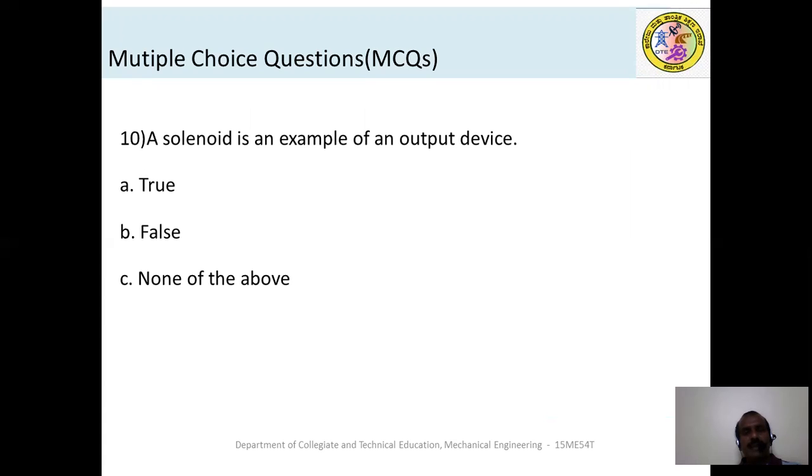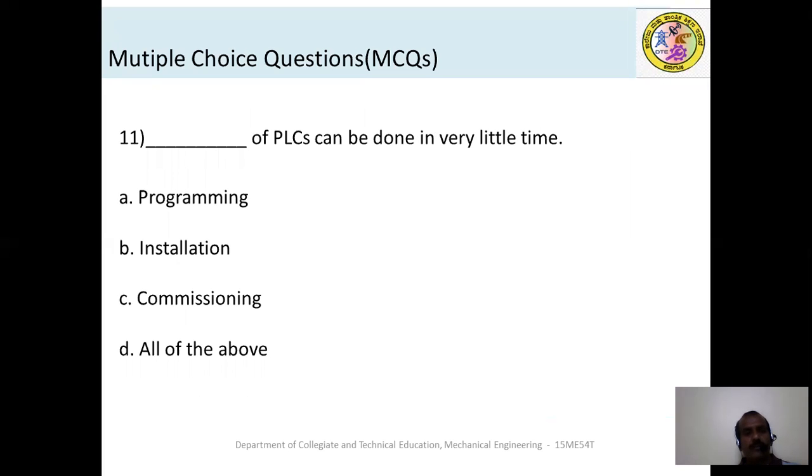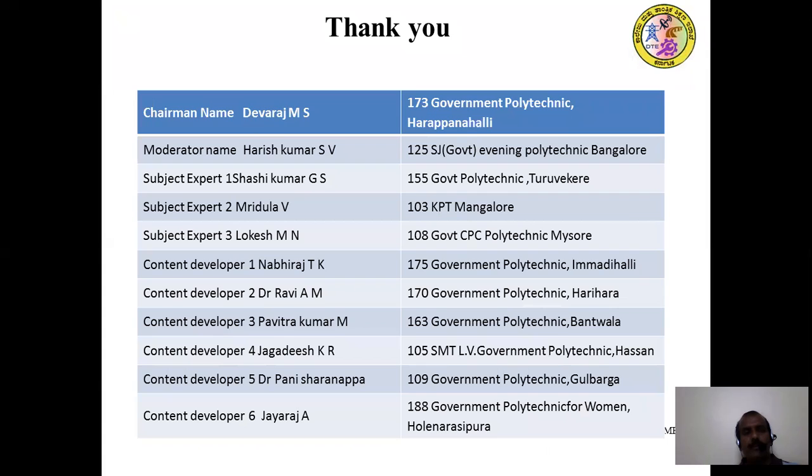A solenoid is an example of an output device. A, true, B, false, C, none of these. The answer is A, true. Which of these can be done in very little time with PLCs? Programming, installation, commissioning, all of the above. The answer is D, all of the above. Thank you.